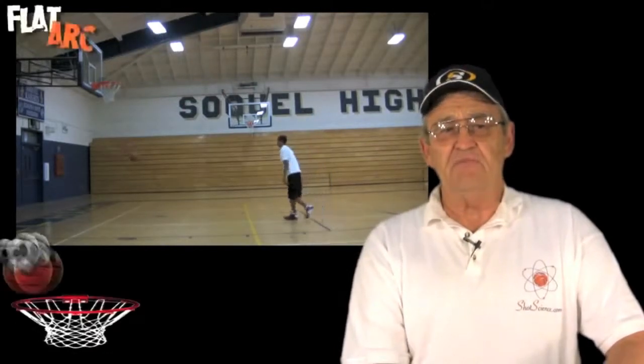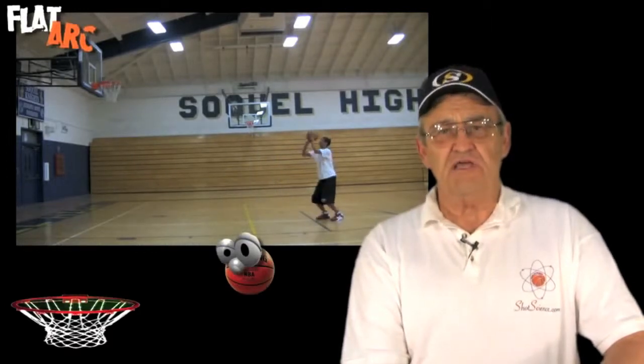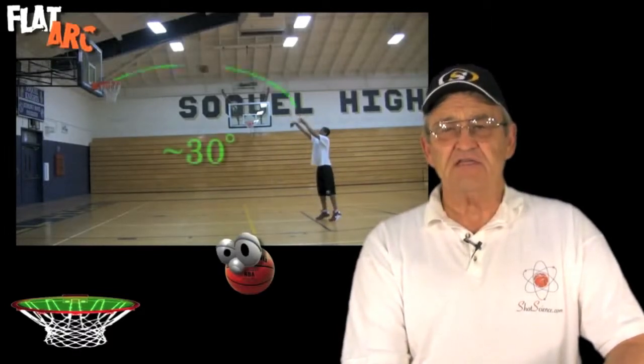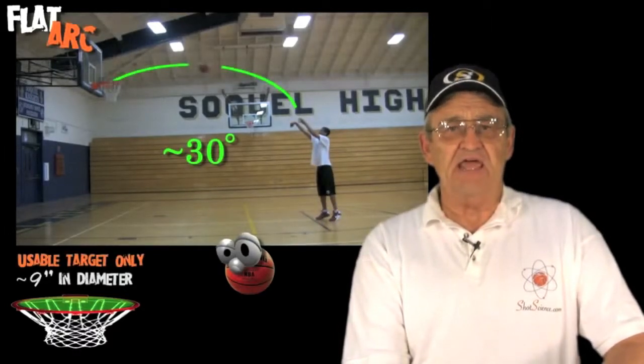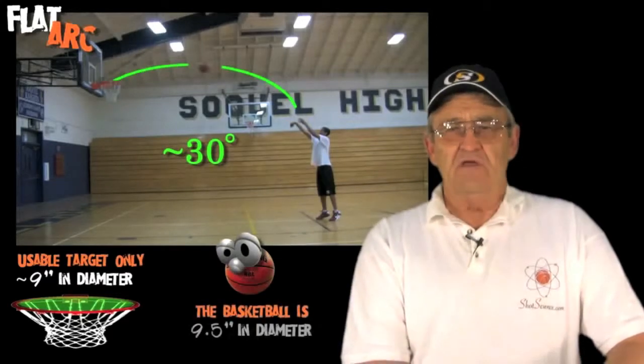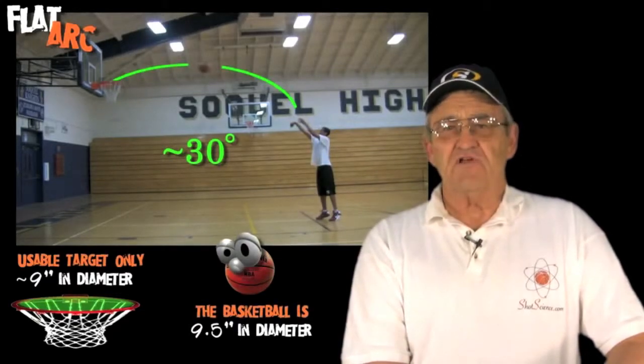As we talk about the arc, let's talk about an analogy, and that analogy might be this: if the ball had eyes and it is approaching the basket, if we have a very flat arc, what's going to happen is that the basket takes on an oval shape. That flat arc is typically around 30 degrees, and the usable size of that basket is only about 9 to 9.5 inches in diameter. And so the usable target is very small.